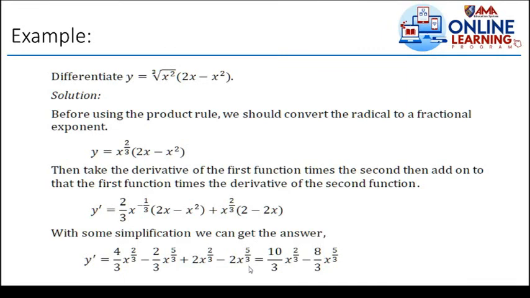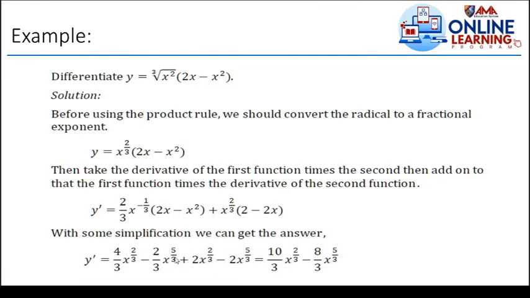Okay? So, we're going to collect like terms, the 2/3. This is 2/3, and this is 2/3. So, we have 10 all over 3. Okay? So, we get their LCD, which is 3. 3 divided by 3 is 1, multiplied by 4 is 4. 3 divided by 1 is 3 times 2 is 6. So, 6 plus 4, we have 10 all over 3 x raised to 2/3.